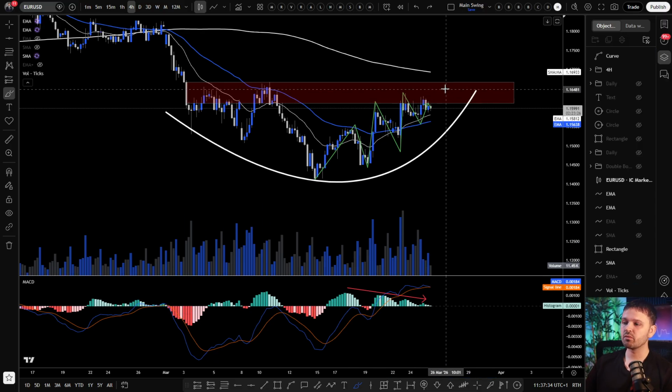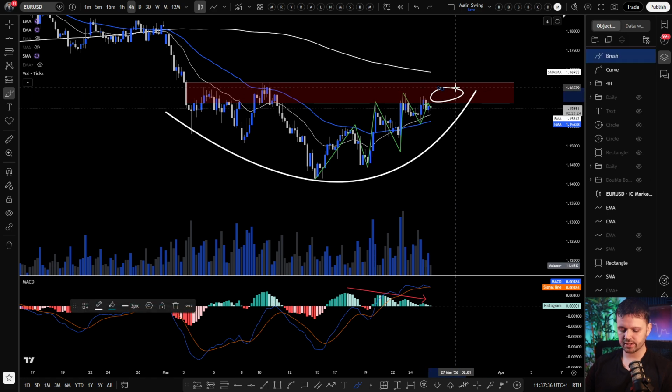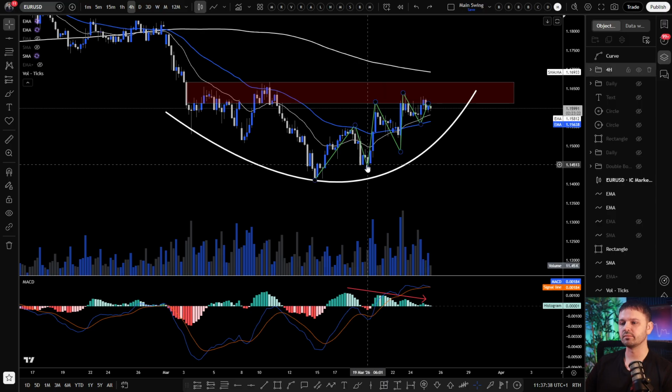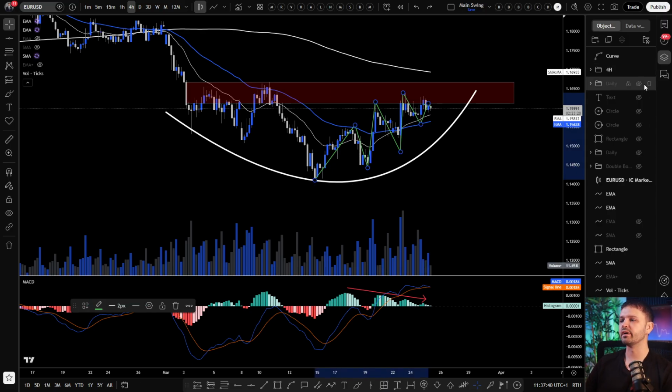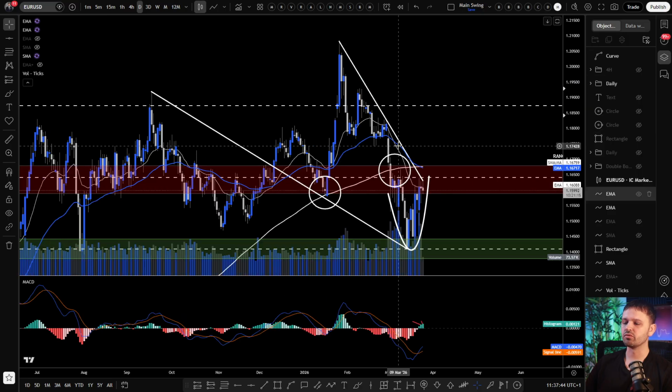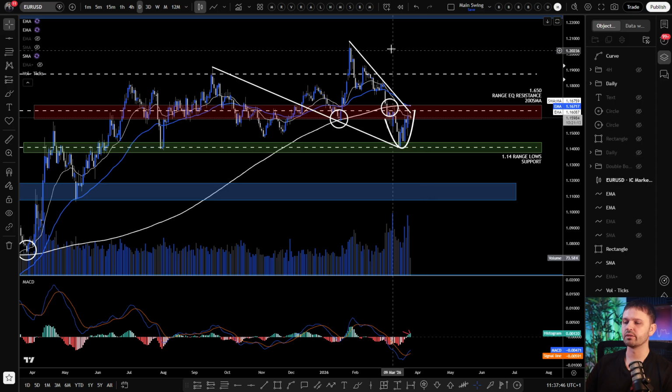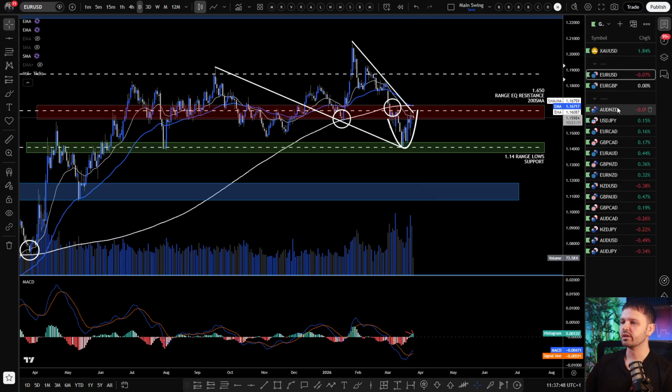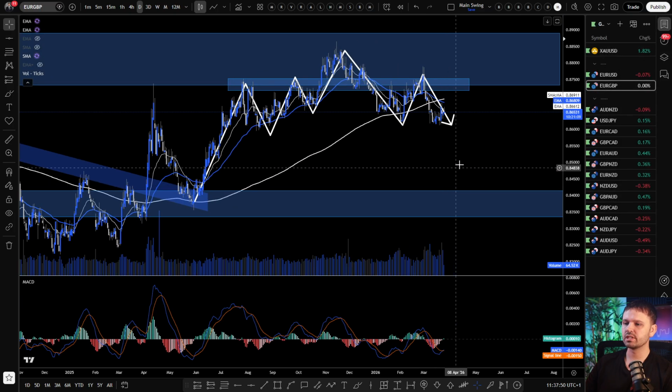So a break above 1.1650 on Euro USD, and we might see a reclaim of the daily 200 simple moving average and a move higher, perhaps up into the range highest area. Okay, let's move on right here. What do we have in Euro GBP?